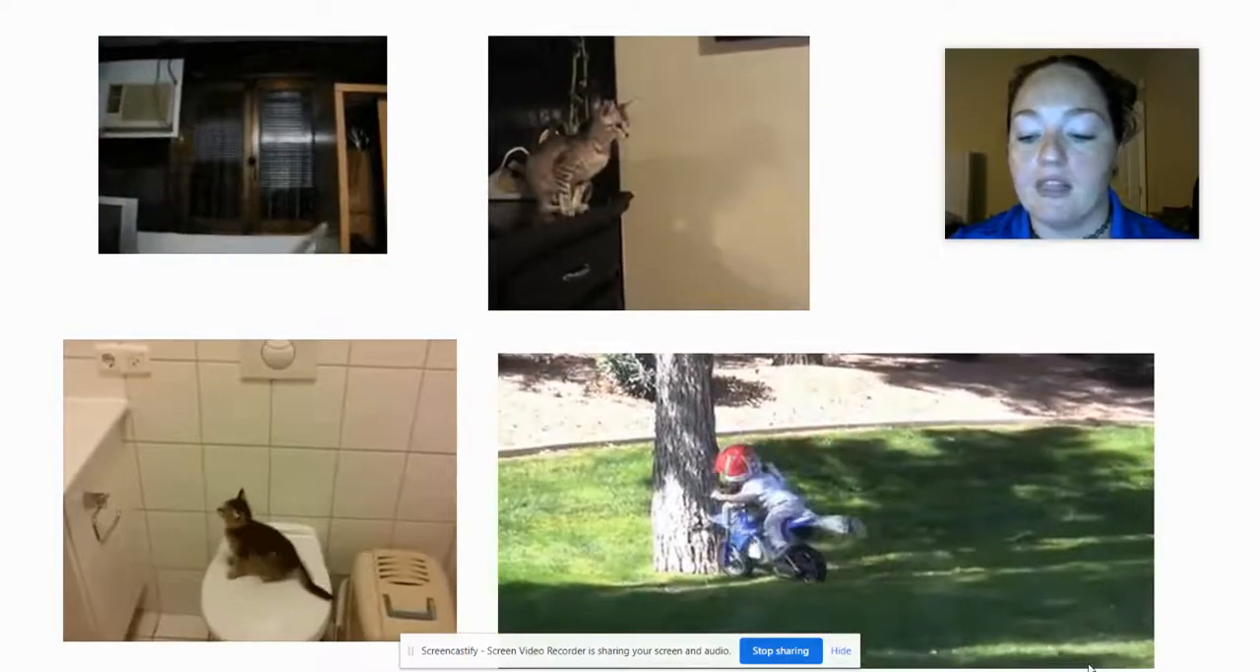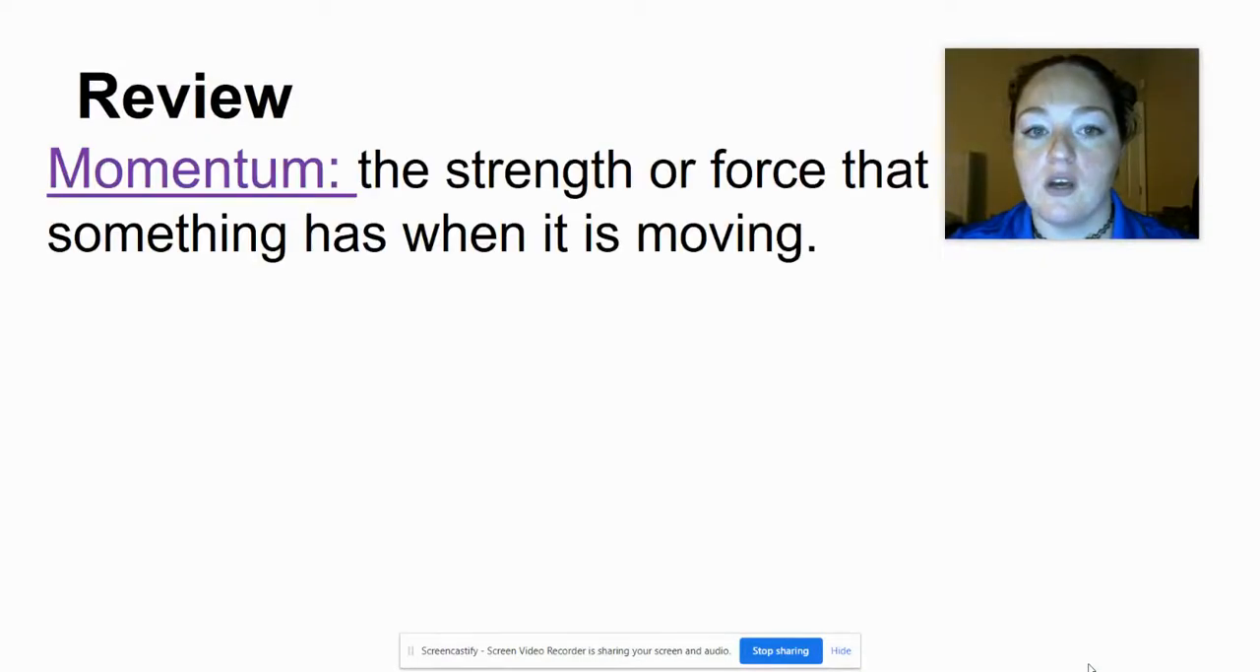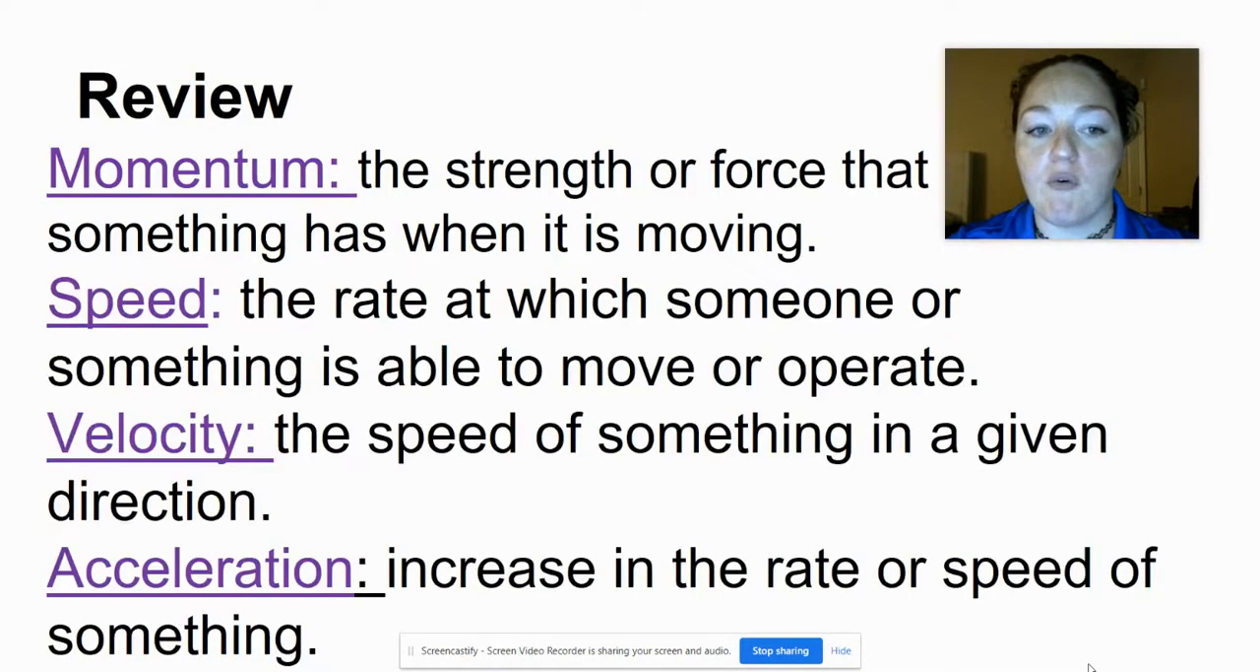Okay, let's move on. So here are 4 vocab words and definitions I need you to write in your notebook. Like we've done with another assignment, I'm gonna have you physically write it in your notebook, and then you're gonna take a picture and show me and upload it to Google Classroom when I make an actual assignment for it. So momentum is the strength or force that something has when it is moving.